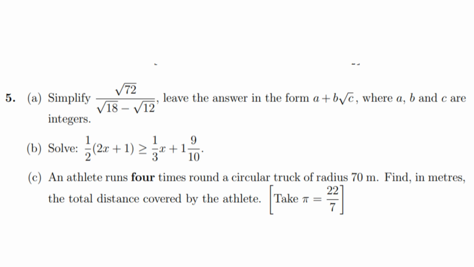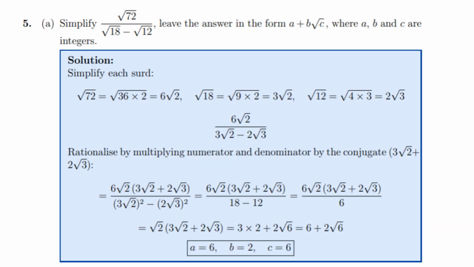An athlete ran 4 times around a circular track of radius 70 meters. Find in meters the total distance covered by the athlete. Take pi to be 22 over 7. So let's find the answers of question 5.